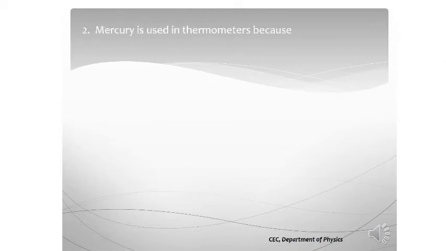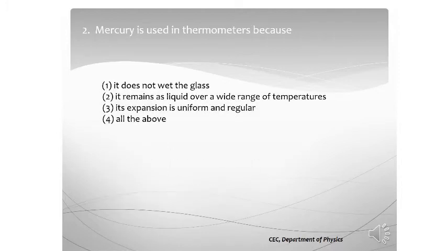Next, mercury is used in thermometers because it does not wet the glass, it remains as liquid over a wide range of temperatures, its expansion is uniform and regular, all of the above. Answer is 4.